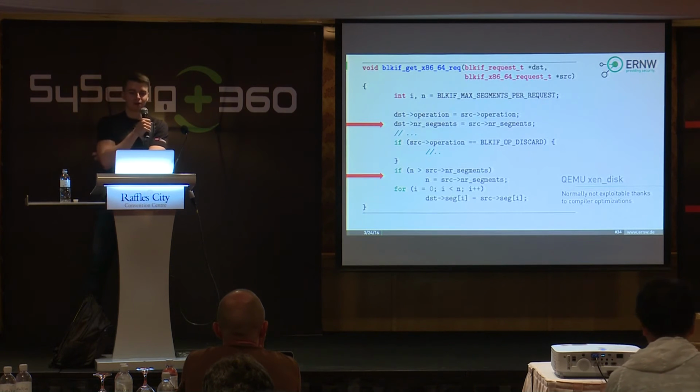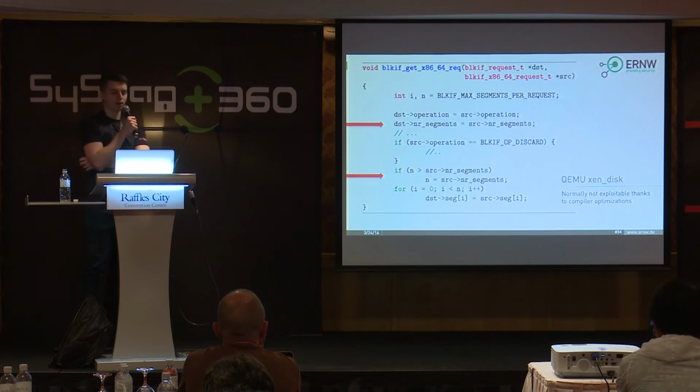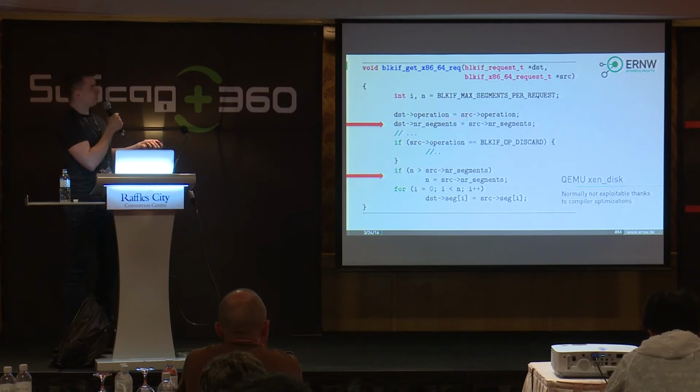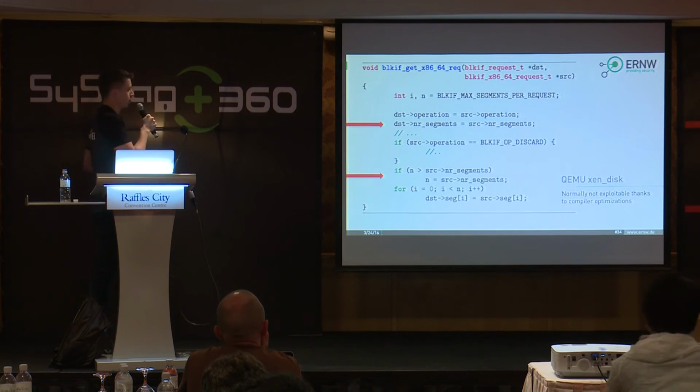The first one is actually not exploitable with normal compiler optimizations, but it's quite interesting because it's QEMU code, the disk backend from QEMU. You can see the source pointer points into a shared memory region. This is shared memory between the virtual machine and the QEMU process.